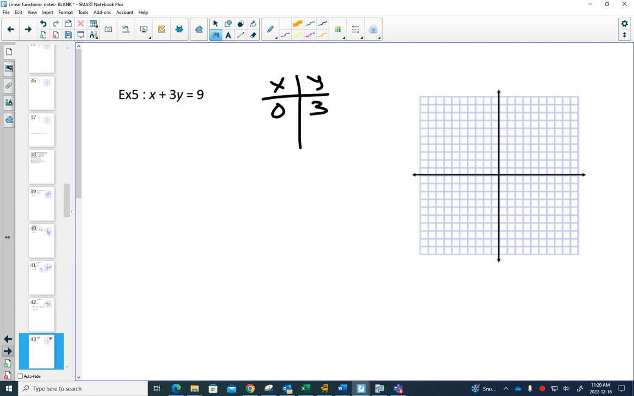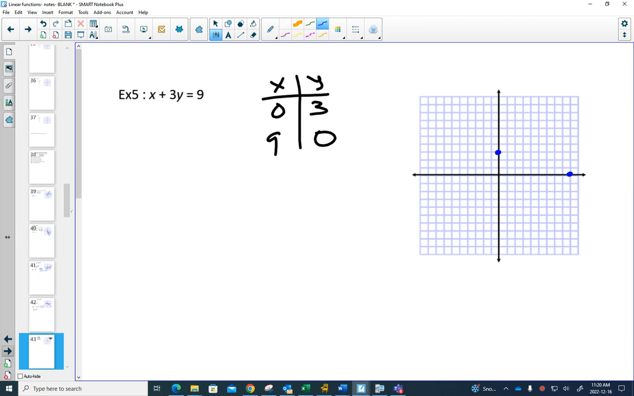Sure, you're x. You can find that. Okay? Any other ones that would be easy to figure out? Oh, this is not hard. Y is 0, x would be 9. So it's true that the table of values here might be really good. And in fact, if you found those 2 points, you have 0 and 3, and 9 and 0.